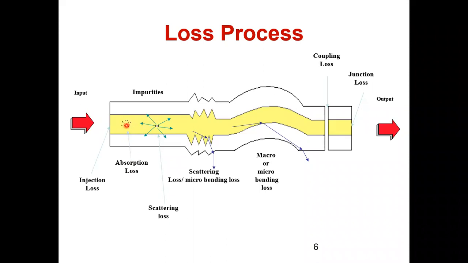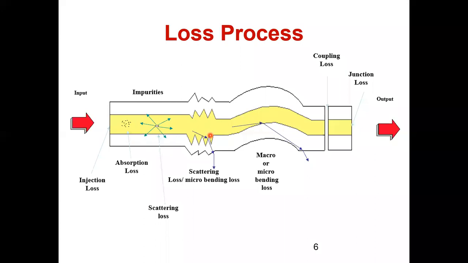Some impurities are present. See how the diagram is drawn. What is happening there? You can see these rays are reflected. The light ray is either a skew or meridional ray, or an axial ray. The light is scattering out. Scattering out means this light is not following either the skew or the meridional path, so it is escaping into the cladding. So I have the scattering loss.